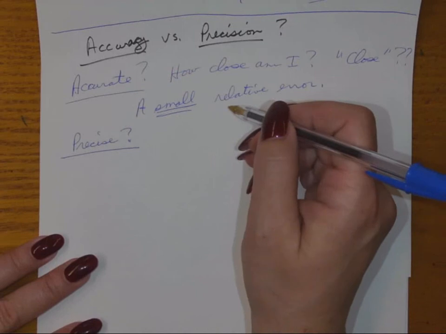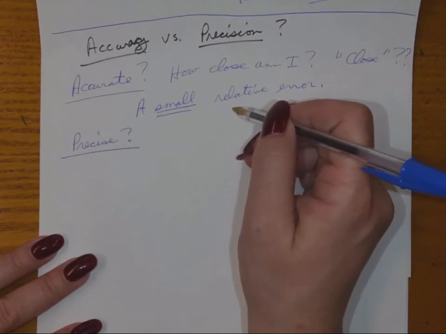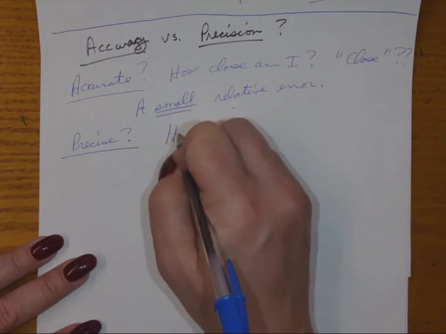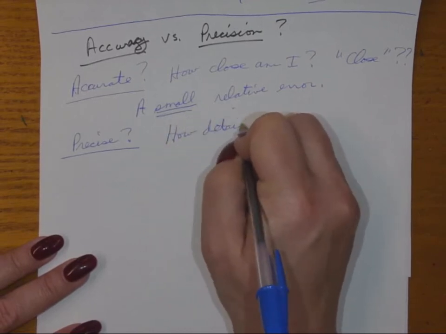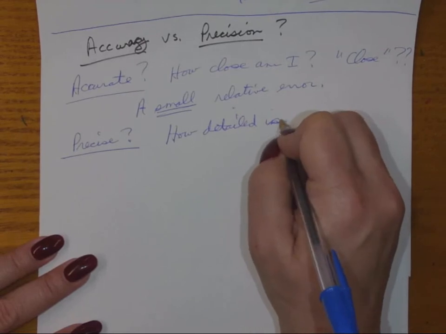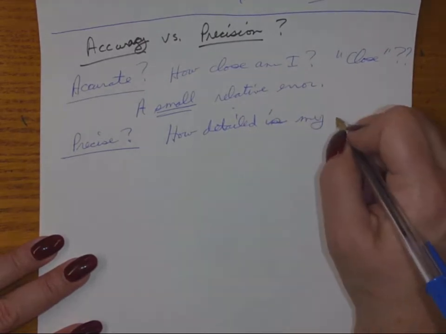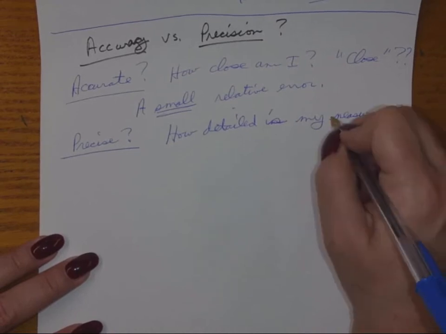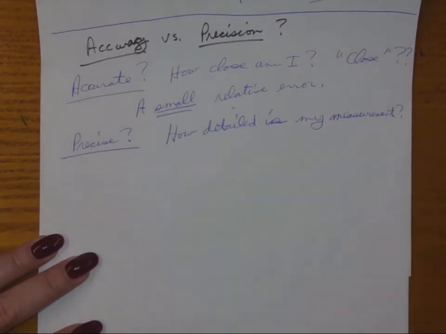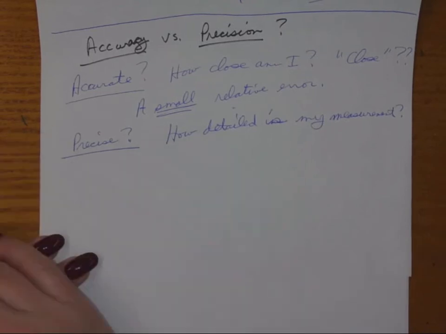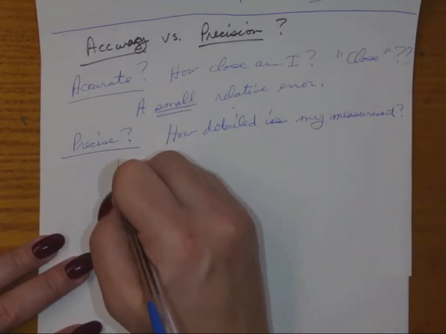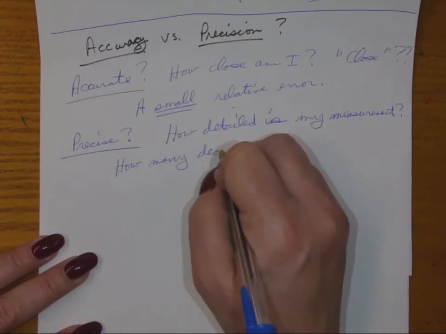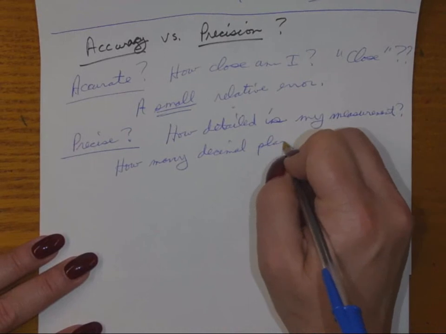So accurate is about the error, how far off am I, how close am I, and precise is about the measurement. So how detailed is my measurement? Precise. Okay. So in other words, how many decimal places am I off, basically, right? Or how many decimal places am I measuring? It's the way a lot of times we think about it.